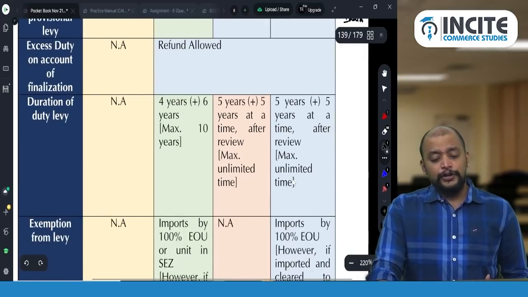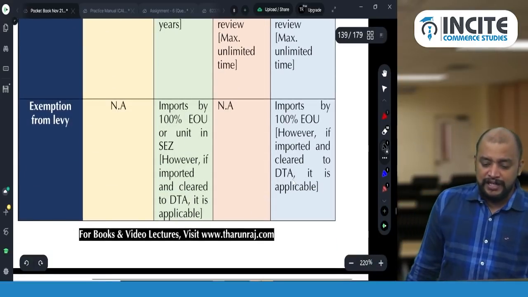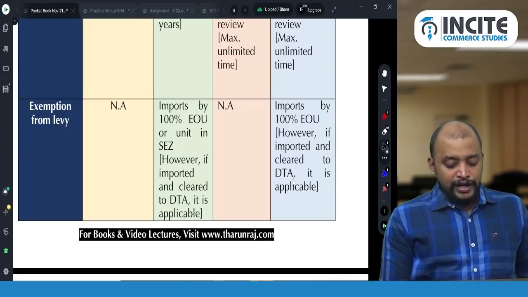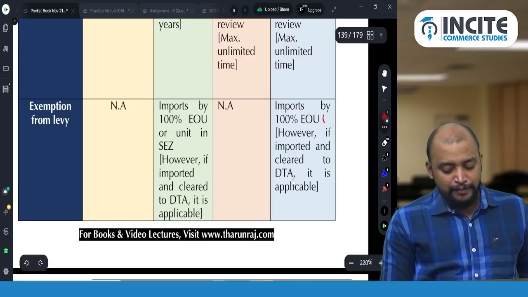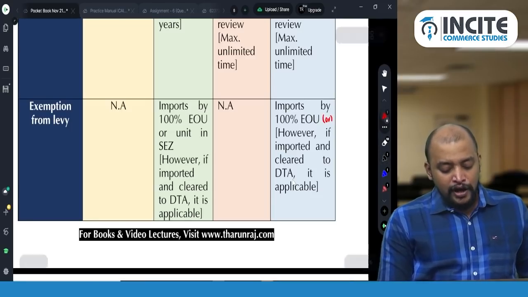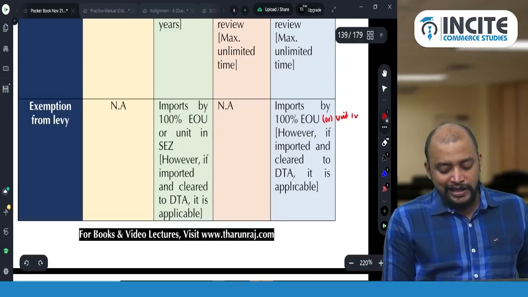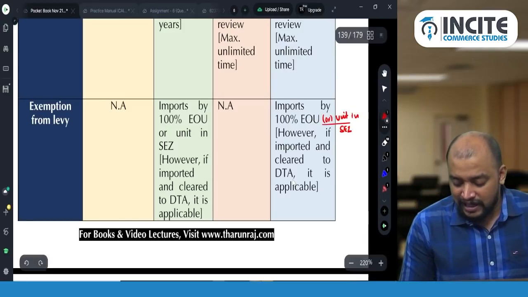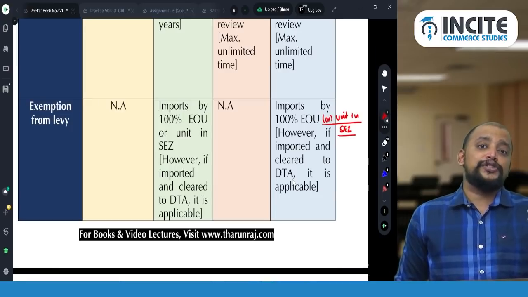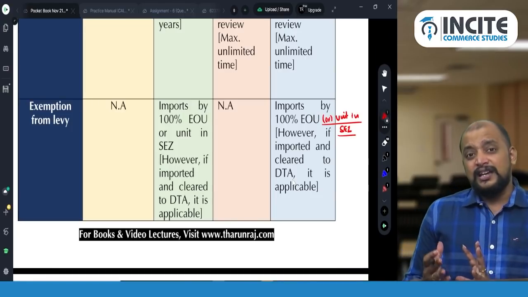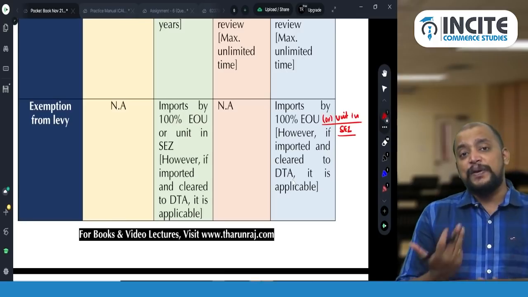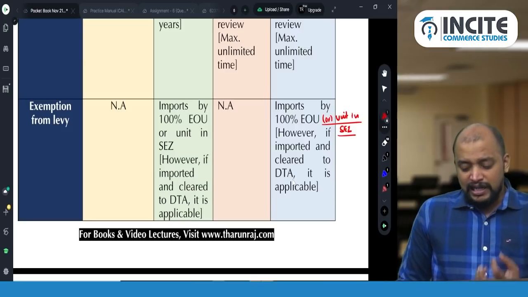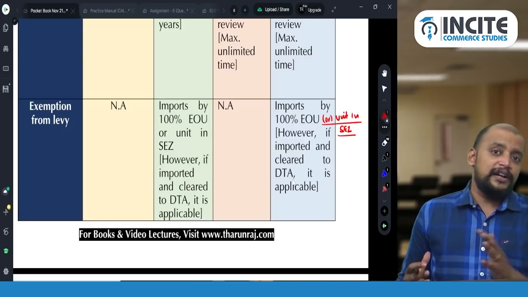This is for duration. And exemption from levy: imports by a 100% EOU or a unit in SEZ. That is also applicable in case of anti-dumping duty. The unit in SEZ is a latest amendment of Finance Act 2021, but it is a retrospective amendment. This benefit was already there for SEZ but not specifically mentioned, so now they have mentioned it. So even for a unit in SEZ, this benefit of anti-dumping duty should be given.